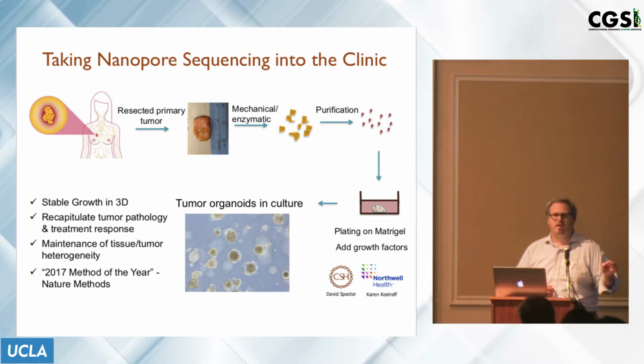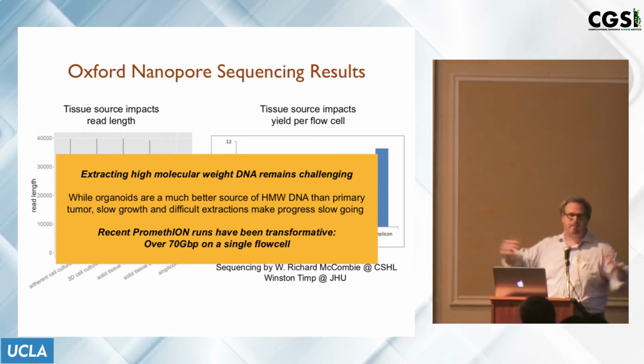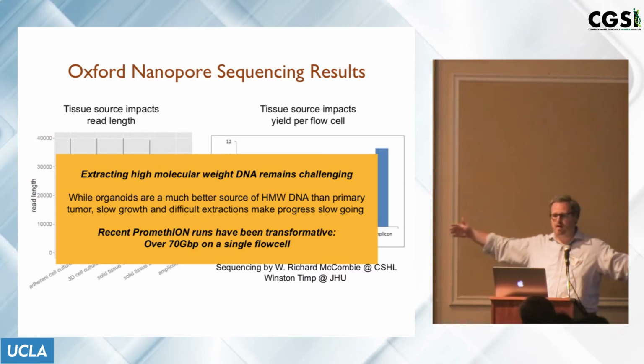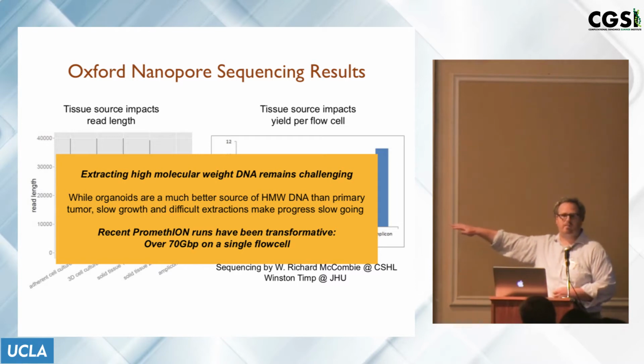Critically, these are great for long-read sequencing because it's a great way to establish really stable collections to derive high molecular weight DNA. We've been starting to do this. I'm out of time, so I'll just give you the punchline. It remains challenging to get high molecular weight DNA, like 100,000 base pair segments or longer, but we're making great progress there. Really, the transformative thing was when the Promethean started working, and now we're starting to get north of 70 gigabases on a single flow cell, which just changes the world, right? This is approximately 10 times as much data as you'd get off of a PacBio SQL flow cell for similar costs.